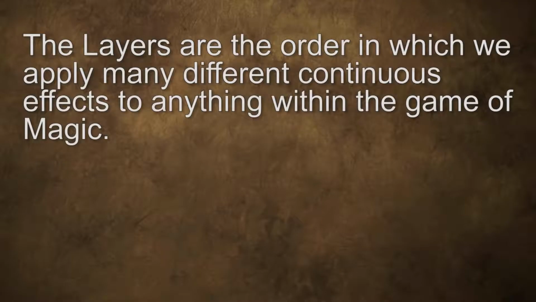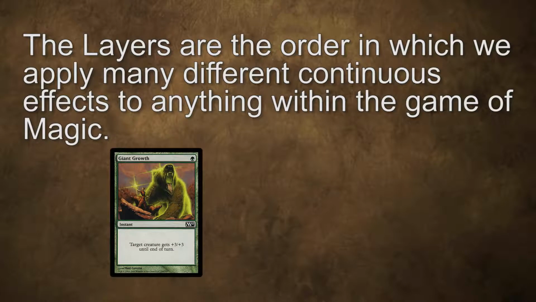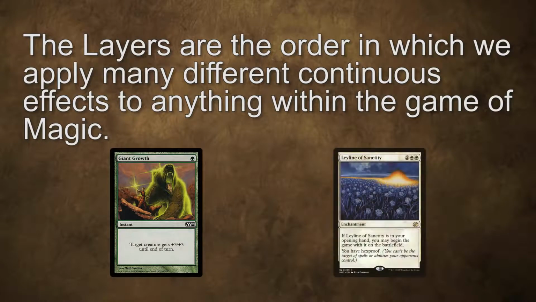Hey everyone, thanks for watching another episode of Judge's Corner. Today we're going to be talking about the interaction of continuous effects, or in other words, the layers of Magic the Gathering. First off, the layers are the order in which we apply many different continuous effects to anything within the game of Magic. Continuous effects are things like target creature gets +3/+3, or you have hexproof.